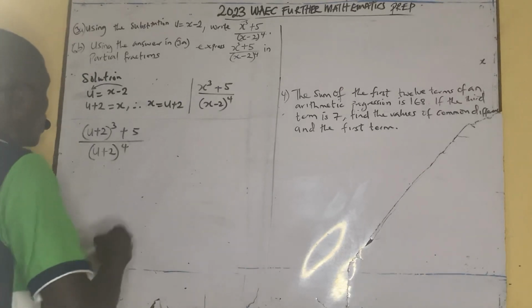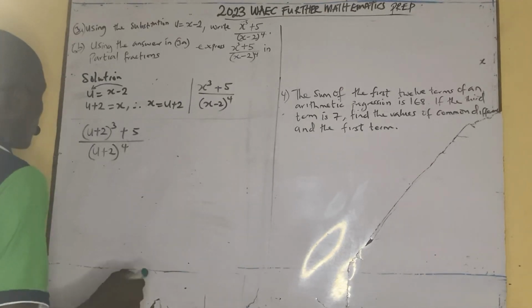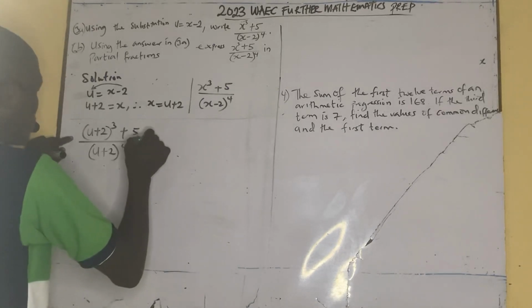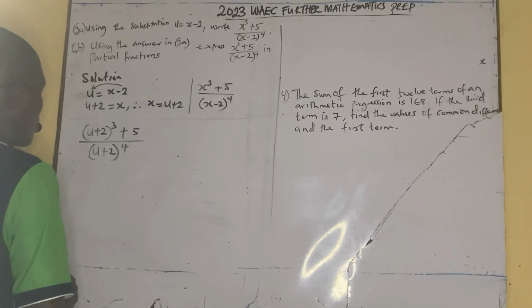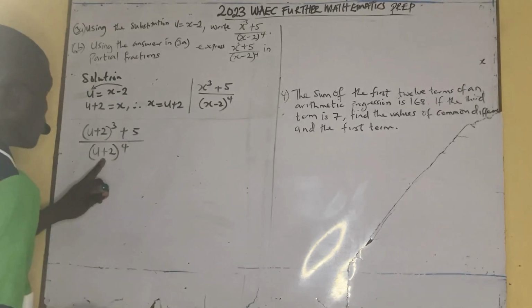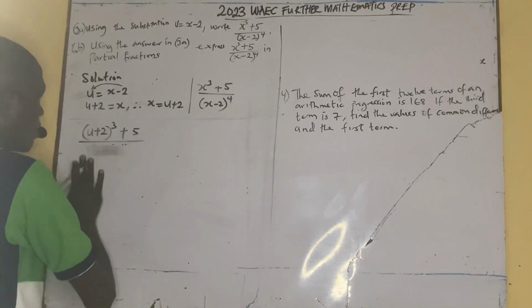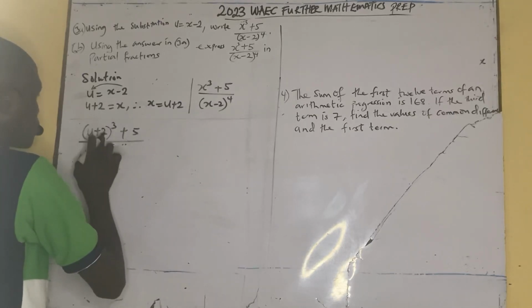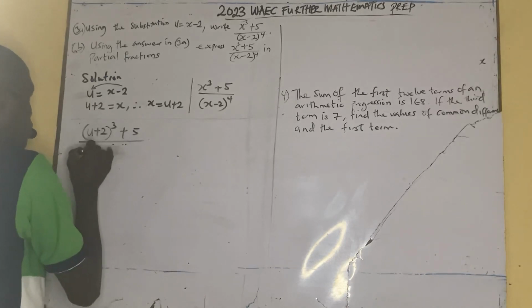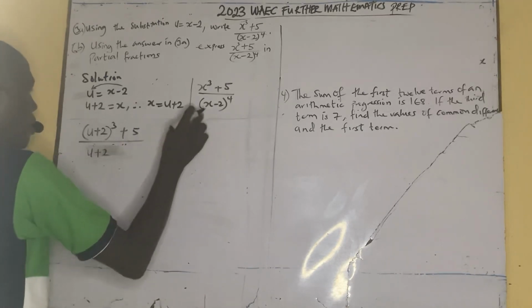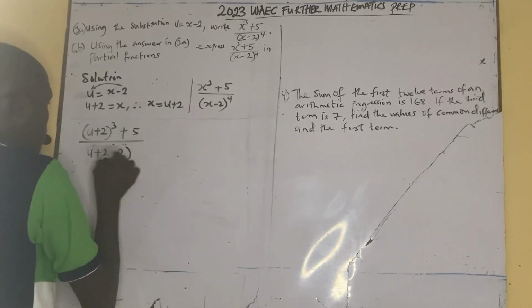So now what does that mean? Don't forget that x is u plus 2. We have (u plus 2) raised to the power 3 plus 5, then u plus 2 for x, then minus 2 raised to the power 4. I hope you are following.